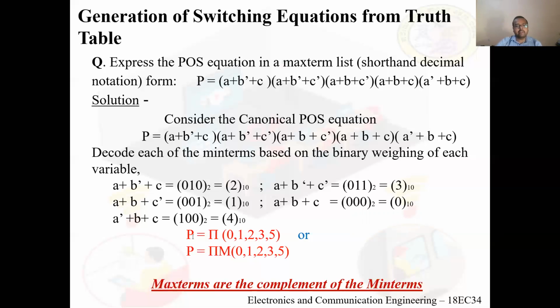Everyone remember the definitions of the canonical SOP and the canonical POS that we studied. These are the max terms for which the output is equal to 0. And some authors use the notation pi capital M. Capital M stands for max term. What are the max terms? 0, 1, 2, 3, 5. These are the max terms.